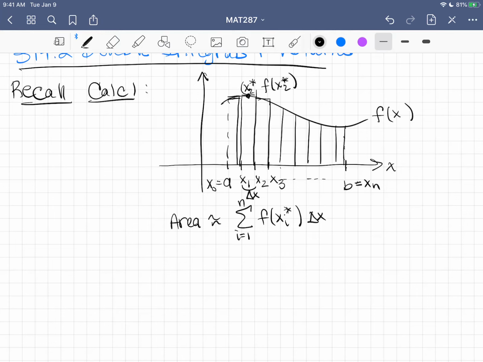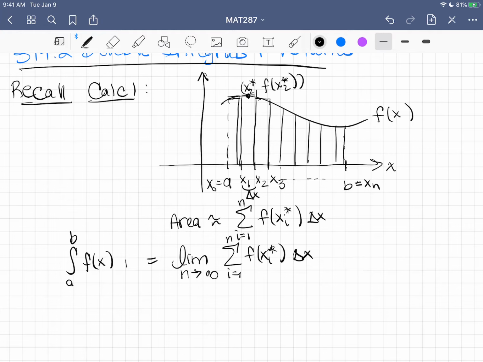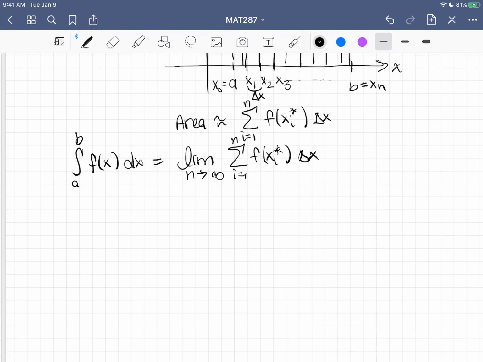All right, and so if I wanted to know the area under this curve, we took a limit, right? So the limit as n approaches infinity of the sum i equals 1 to n of f of xi star delta x. And this is our definite integral from a to b of f of x dx. Okay, so we want to model that now in the 3D case.